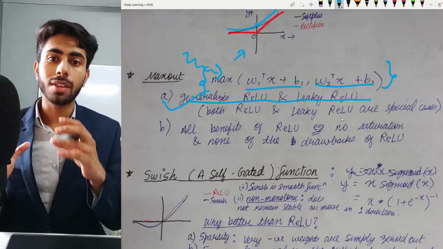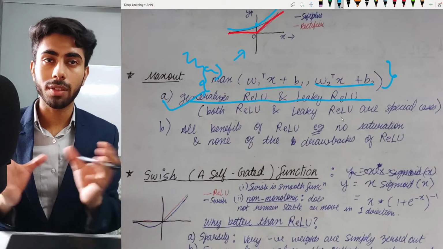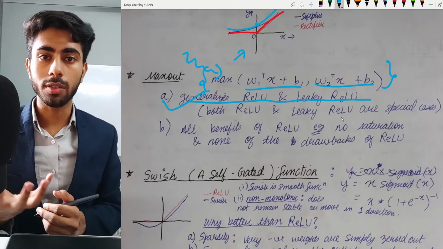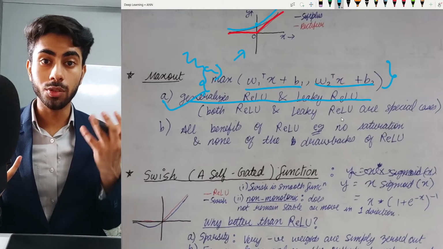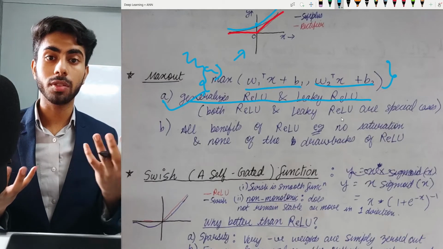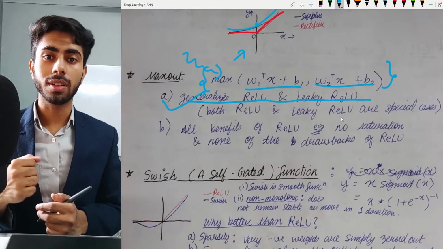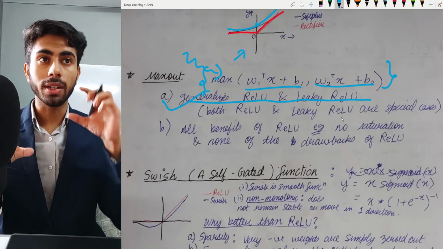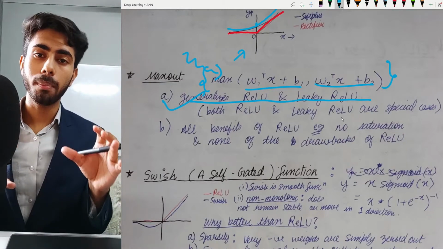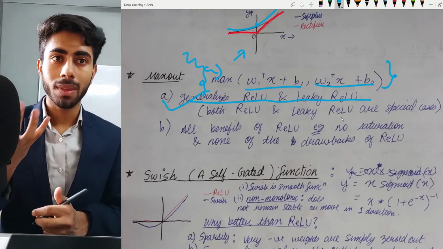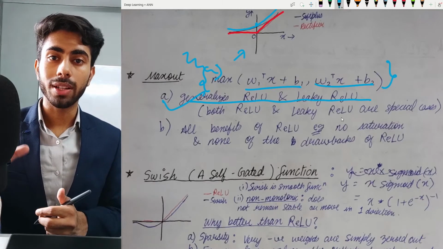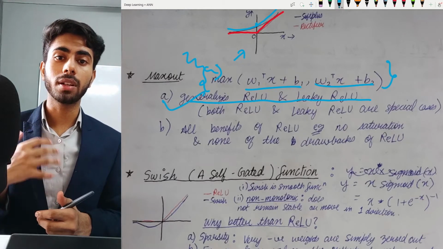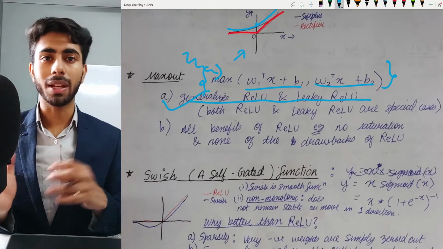Since ReLU as well as leaky ReLU are special cases of Maxout, the Maxout activation function possesses all the advantages of ReLU, and it does not possess the disadvantages of ReLU. The disadvantage of ReLU was the dying ReLU problem, and since Maxout also contains the portion of leaky ReLU, the Maxout function deals with the problem of vanishing gradient. So it has all the advantages of ReLU, and since it has the properties of leaky ReLU also, it tries to prevent the dying ReLU problem. So it has the benefits of both worlds.